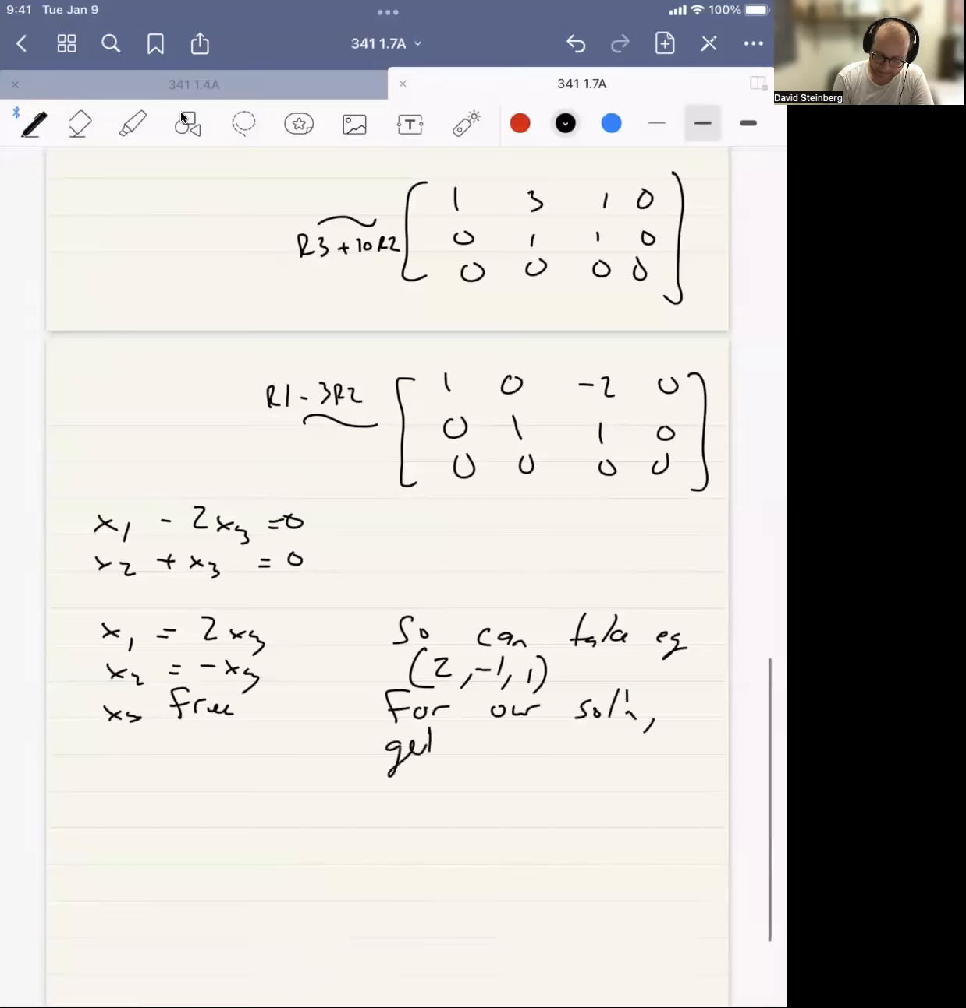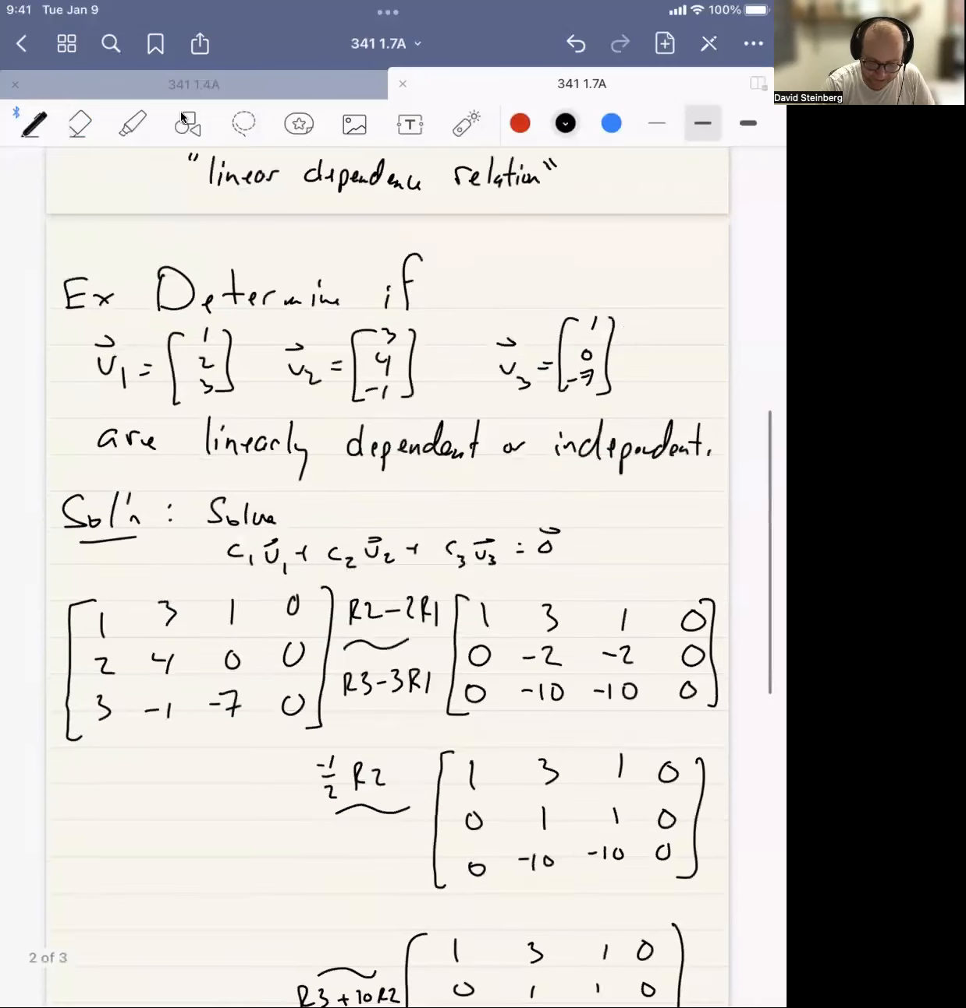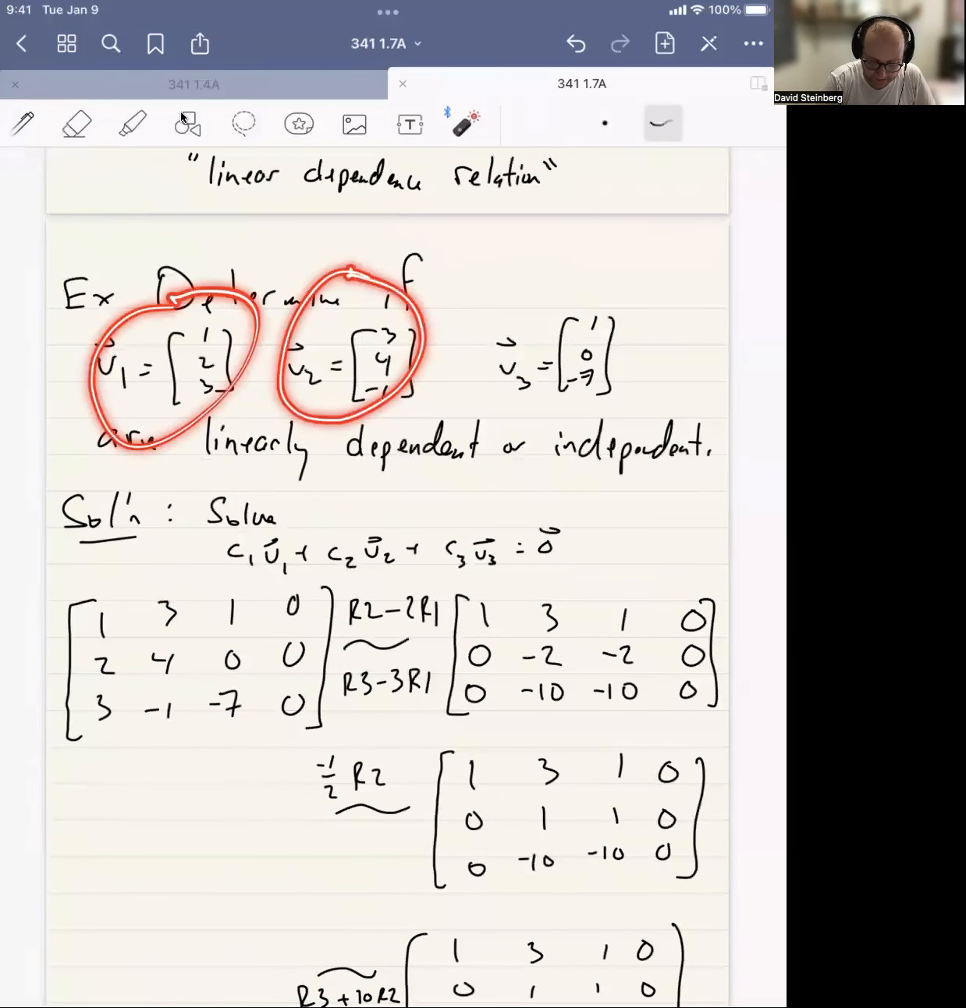And we get twice v1 minus v2 plus v3 is apparently equal to the 0 vector. And if you don't believe me, I encourage you to pause the video and double check that if you really do take twice v1 and subtract v2 and add v3, you get back the 0 vector. Okay. Boom.